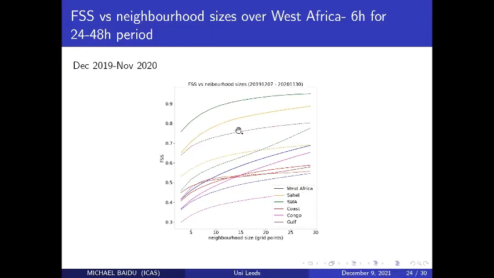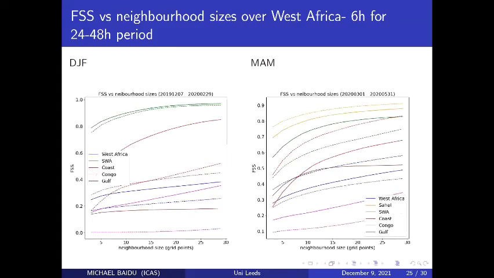So it doesn't really favor storms over the ocean. That's the reason why performance is better for land storms apart from the storms over the ocean. And this is how it performs for the different seasons.